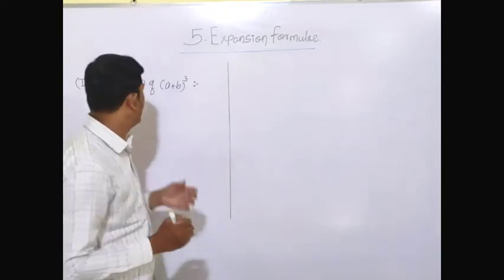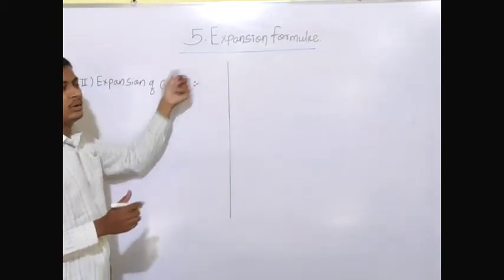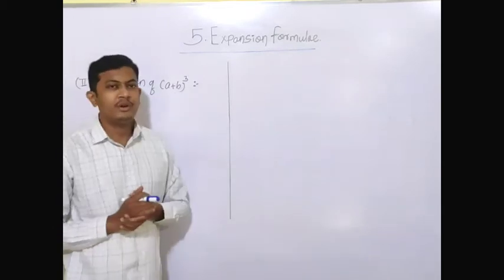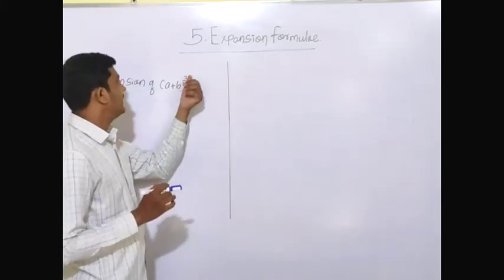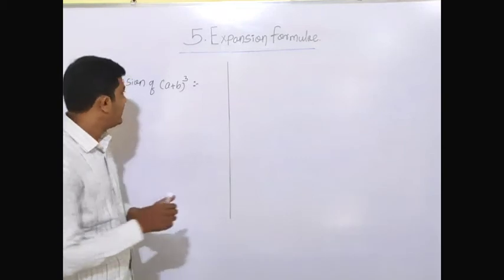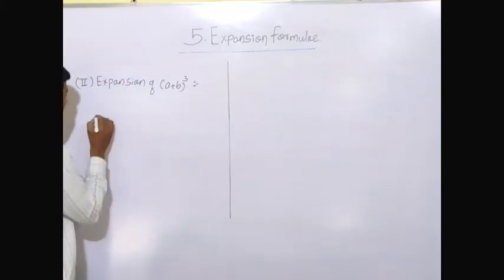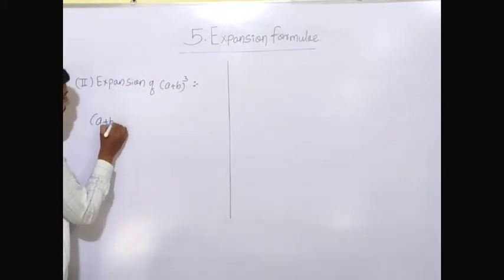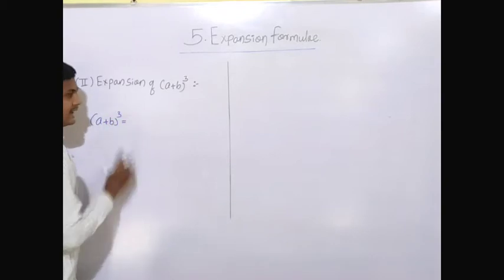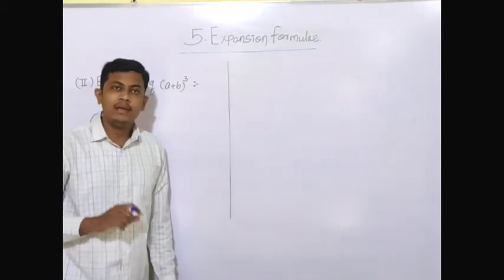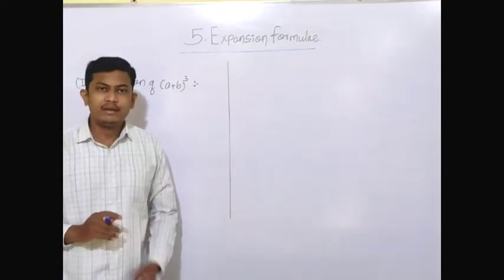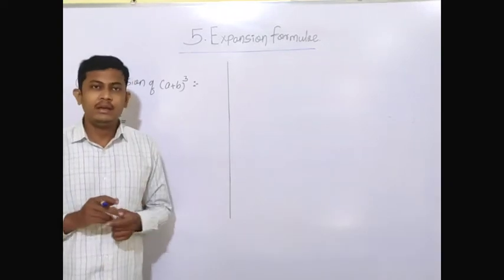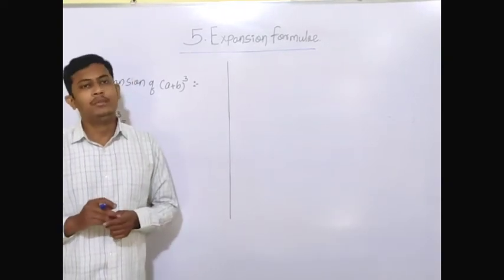Now next we have to see the expansion of (a + b) whole cube. Up to the square term we have seen. Now we have to see the cube term. So it can be given as: first of all we write (a + b) whole cube. a cube can be given as a into a into a. (a + b) square can be given as (a + b) into (a + b).